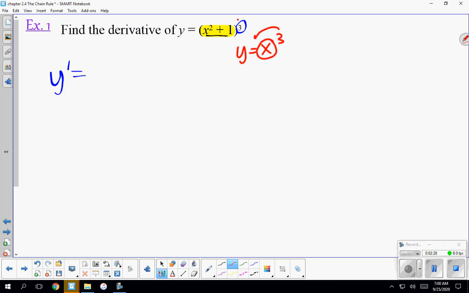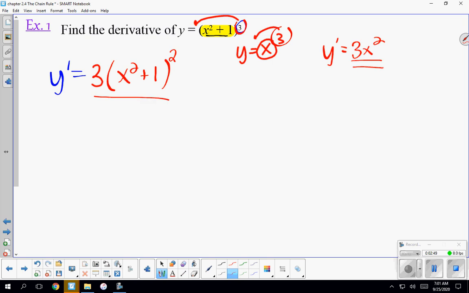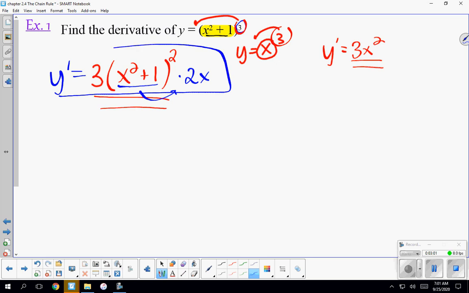So we bring the 3 down. But we leave that baby, that inner function, inside. So I'm going to leave the x squared plus 1 inside. And then we always subtract 1 from our original exponent, so it's going to be to the 2nd. The derivative of x cubed would have been 3x squared, and we should see that outline right here. Once we do that, since we haven't taken the derivative of this piece, now we take the derivative of that, which in this case is just 2x. And this is called the chain rule.